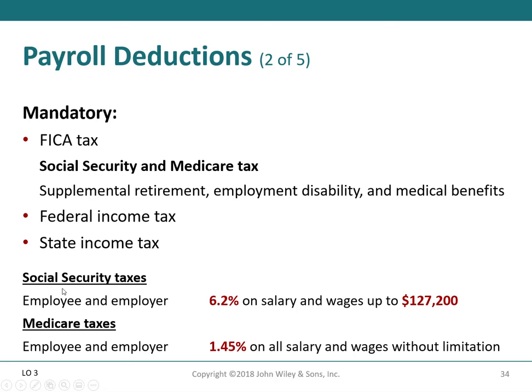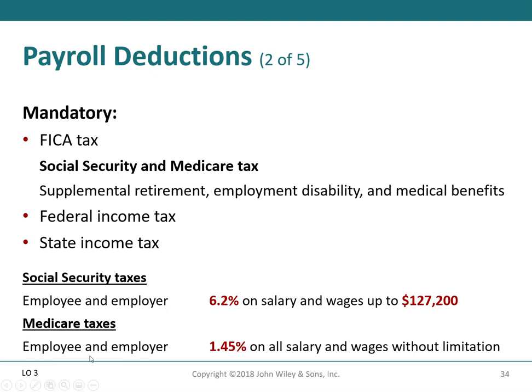So here is how we calculate the two components of FICA. Social Security and Medicare make up FICA. The Social Security tax part of FICA is 6.2% of wages. Remember, this is just the Social Security portion. The employee pays 6.2% and the employer also pays 6.2%. It is paid on the first $127,200 worth of wages. So someone who earns above that amount stops paying the 6.2% once they reach it.